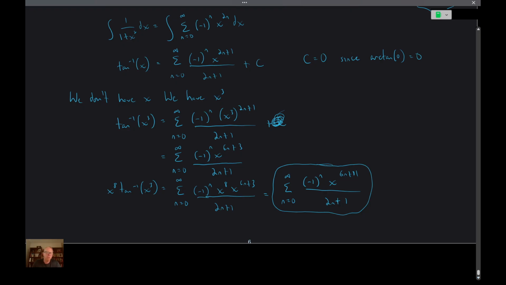So we always start with the geometric series, and then whatever function we have, we may need to integrate to get to an inverse trig function, or whatever the case may be. But we're always starting with that foundation of the geometric series and kind of manipulating it to end up with the power series that we need in the end.